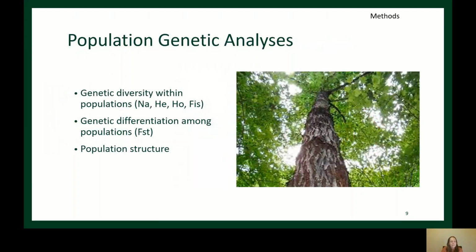Next, I used a variety of population genetic analyses to measure aspects of genetic diversity within populations, so the number of alleles per locus, the expected and observed heterozygosity, and inbreeding coefficients. I also measured the genetic differentiation among populations using FST and population structure.